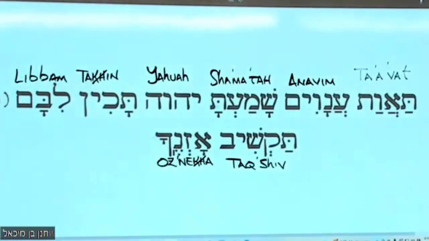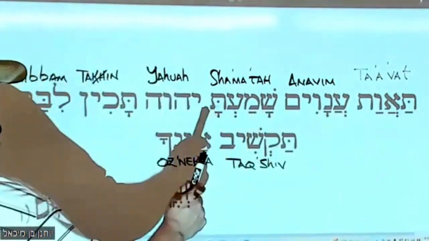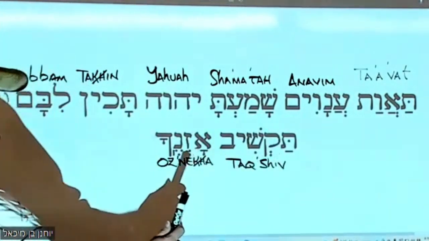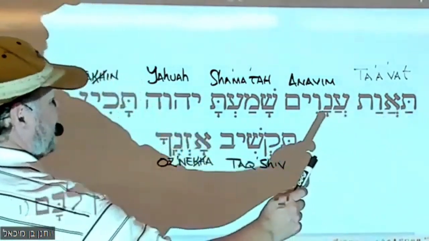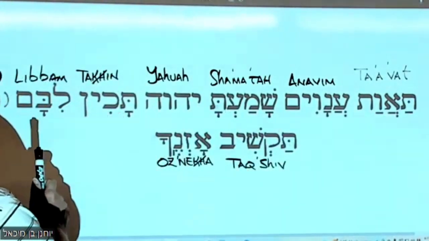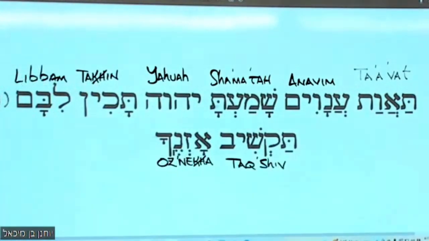All right? So let's read it together. We transliterated it. Let's read it together. We have: Ta'avat anavim shamata yawa, tachin libam takshiv oznecha. One more time. Ta'avat anavim shamata yawa, tachin libam takshiv oznecha. Okay, ta'avat. I guarantee you we have never ever had this word before.